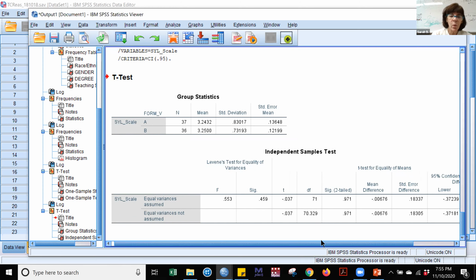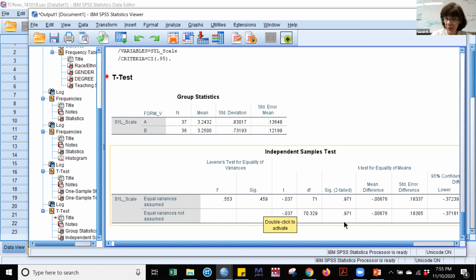I want to just point out one more thing in here, which is that you have a row for equal variances not assumed, which is known as the Welch's test. And the Welch's test is used if you fail to meet Levene's assumption of equality of variances. There are other tests of this. And so if this value under SIG is less than 0.05, then you haven't met this assumption.